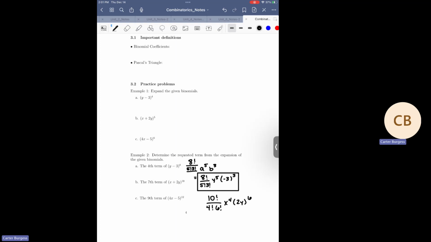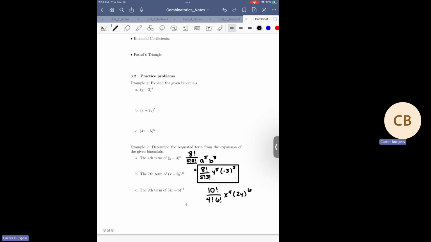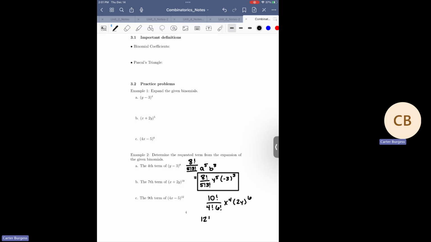Right, for the 9th term for C, of what we are given, how many A's, how many B's? 4 A's and 8 B's. Very, very good. We've got 12 factorial total possible orderings. We want to divide out 4 factorial for the number of A's, 8 factorial for the number of B's. A is 4x, we said we have 4 of those, and B is -5. We said we have 8 of those.